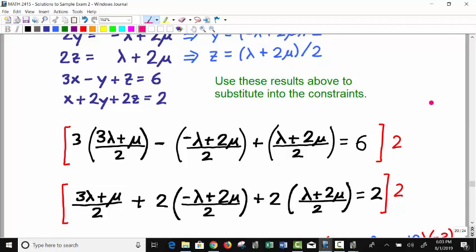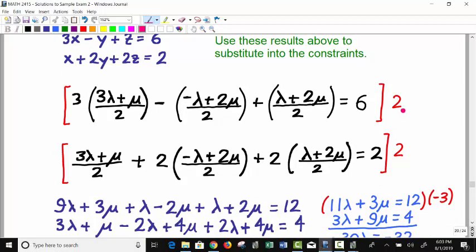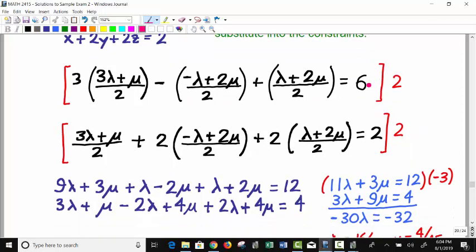Now, same thing for the bottom problem, so the x plus 2y plus 2z equals 2. I'm already trying to get rid of the fractions. So I have a big giant 2 here on the outside that I'm using to eliminate all those 2's on the bottom. Now, of course, it's going to double what's on the right side, though. Keep that in mind. Yes, it kills these three 2's, but 6 becomes 12, 2 becomes 4.